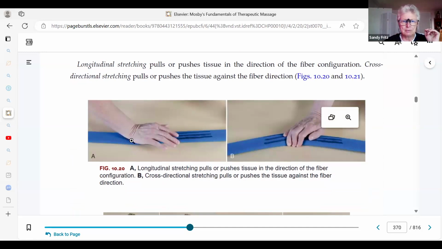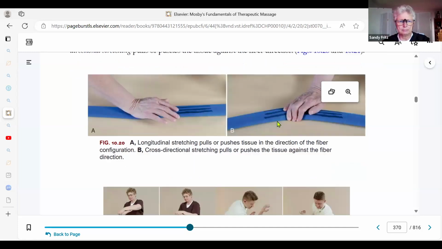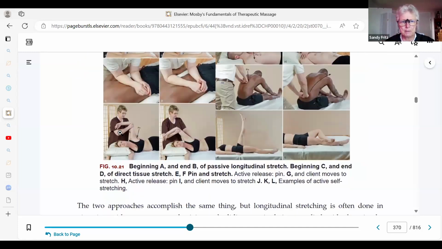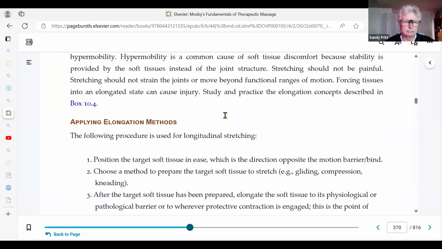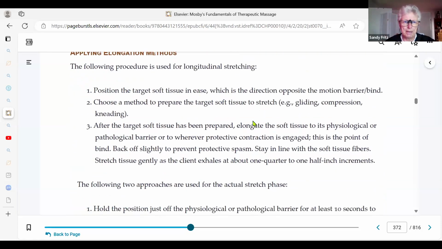So this is a pool noodle, trying to help visualize the idea of elongation along the direction of fiber using a tension force, and elongation across the fiber direction using bending. So here are a bunch of examples of that. And then how to apply an elongation approach.